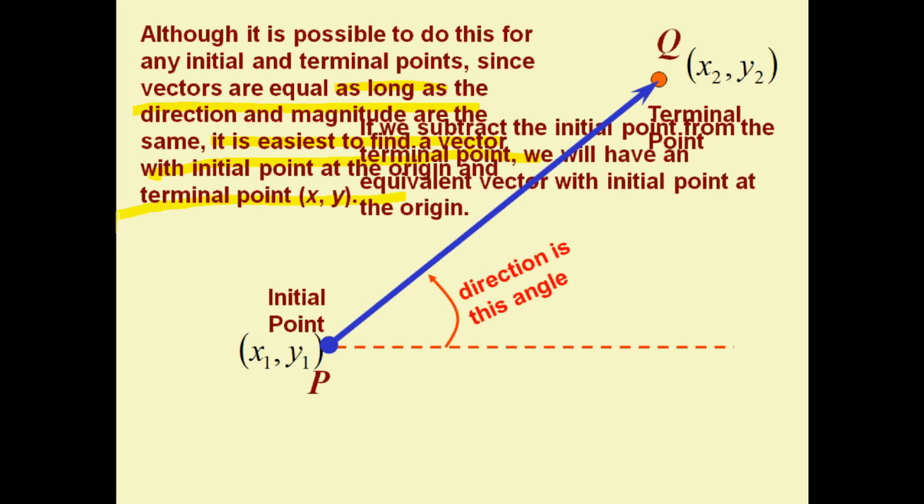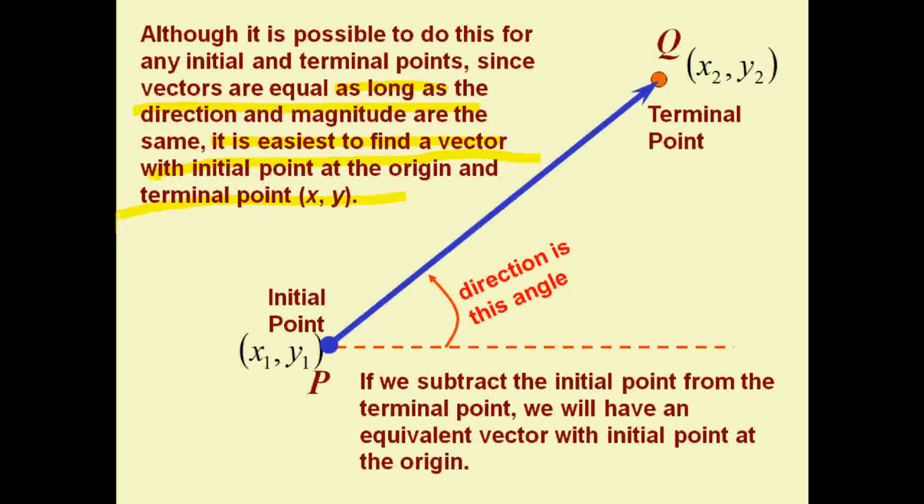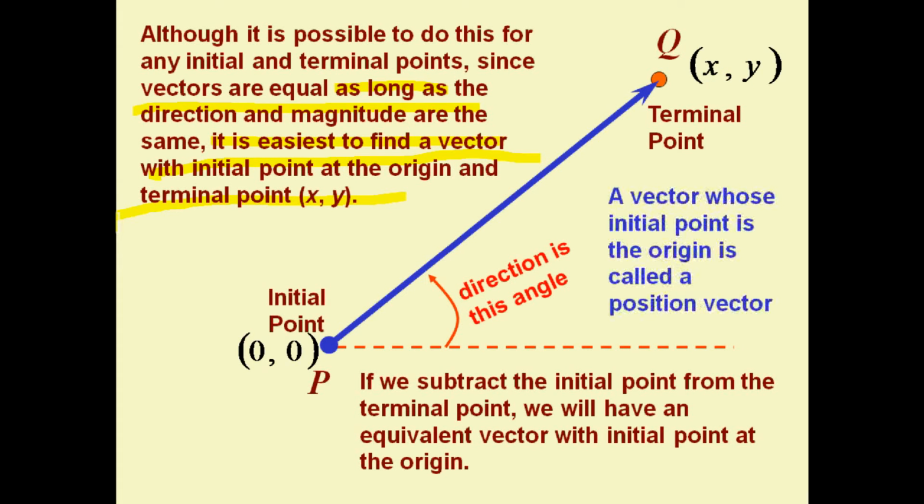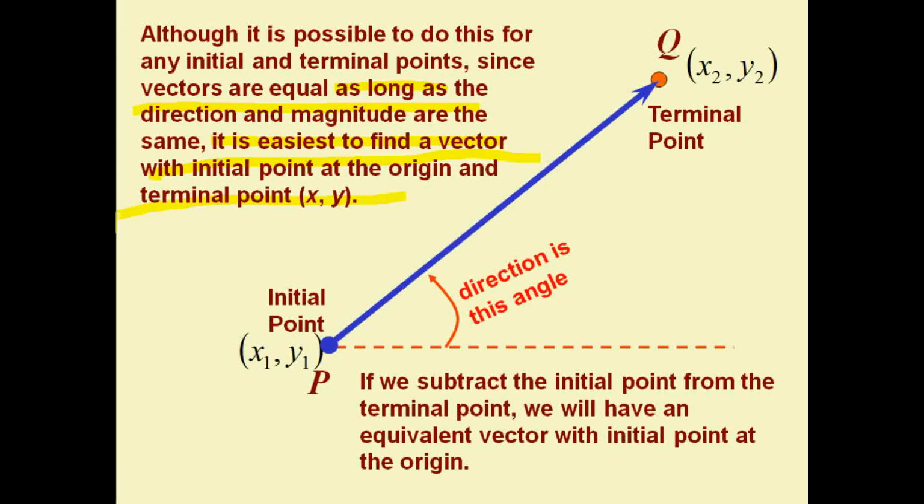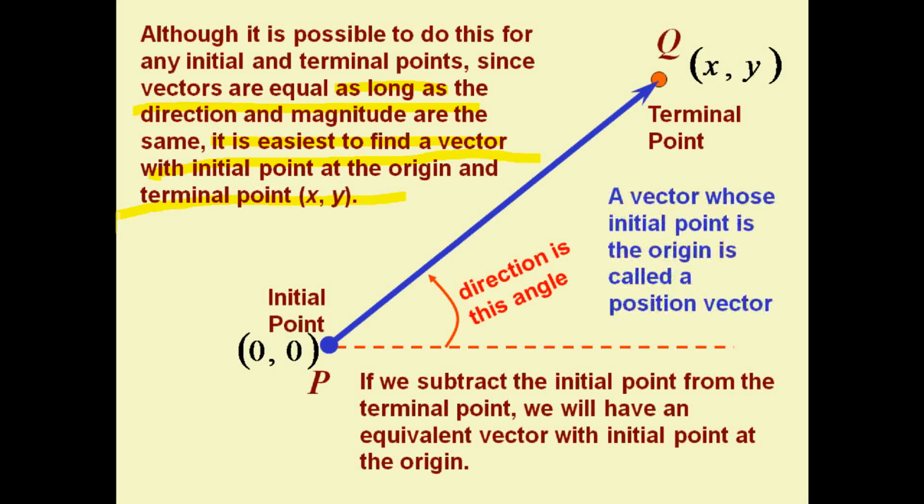If we subtract the initial point from the terminal point, we will have an equivalent vector with initial point at the origin. Now let's see the direction of this angle from the terminal point. The vector whose initial point is the origin, meaning the initial point is (0, 0), is called a position vector.